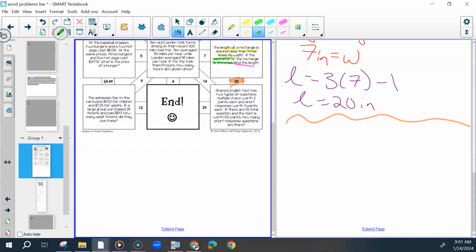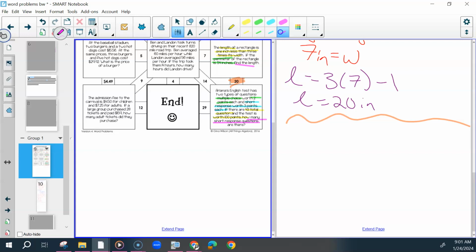Two types of questions. Okay, and the 2 types are? Multiple choice worth 2 points each. And short response worth 3 points each. Okay. There are 43 total questions. And the test is worth 100 points. And we're looking for, how many short response questions are there?